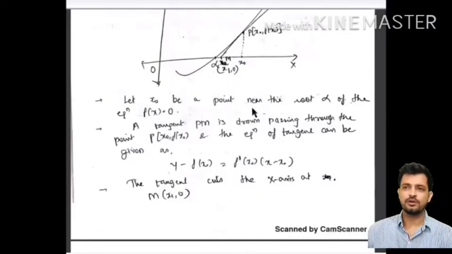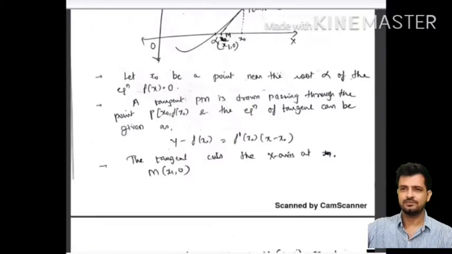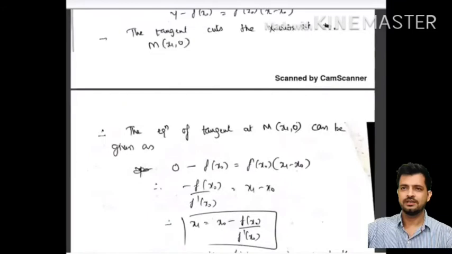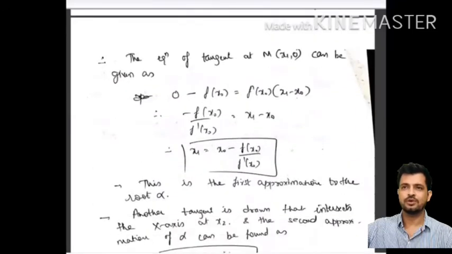If we want to write the equation of the tangent at point x0, f of x0, we have to use the formula y minus y1 is equal to m into x minus x1. Here, we consider y1 as f of x0 and x1 as x0. So our equation will be y minus f of x0 is equal to f dash of x0 into x minus x0. The tangent cuts the x-axis at point M. This was the equation at point P.